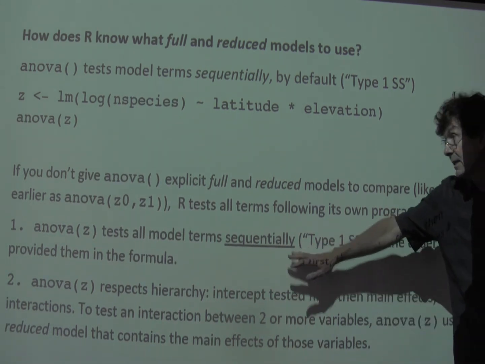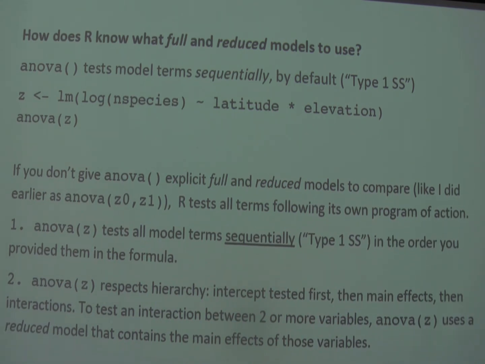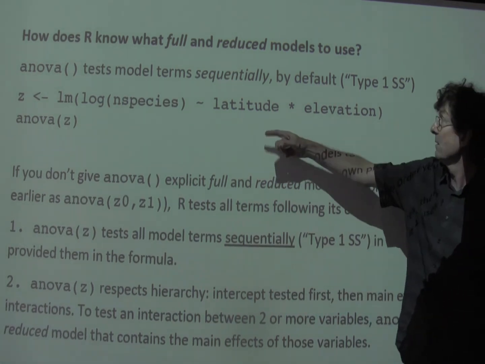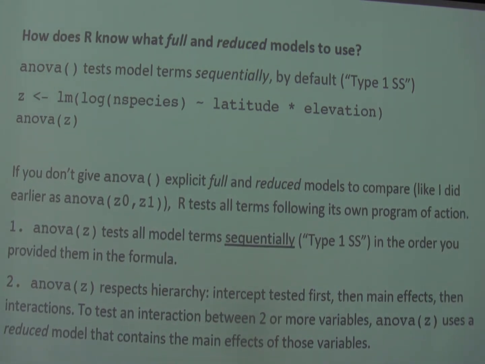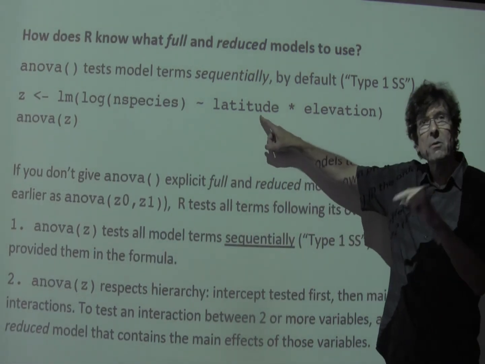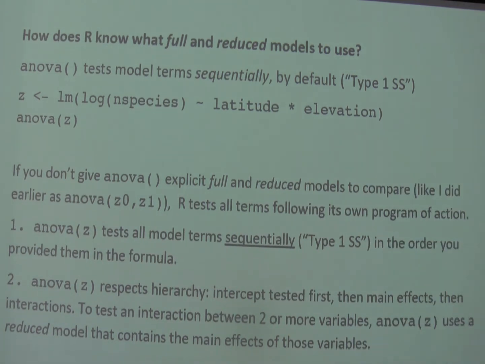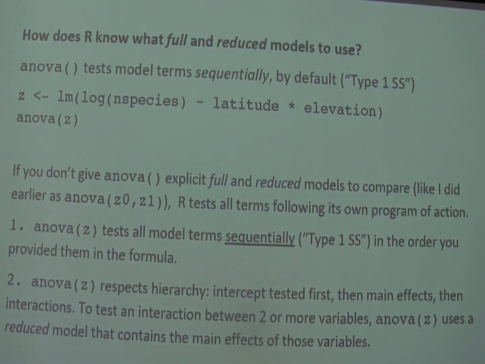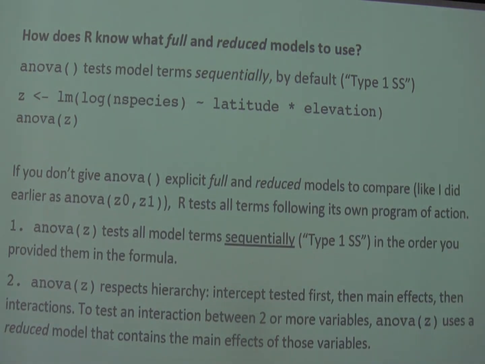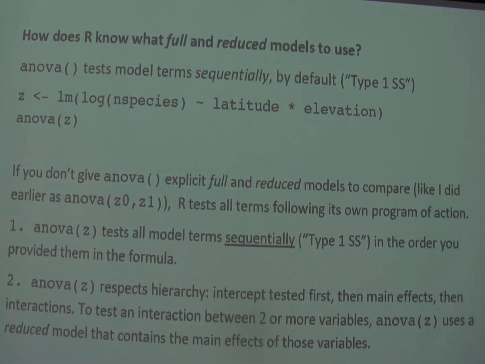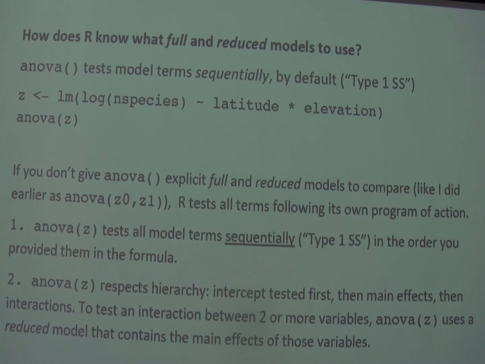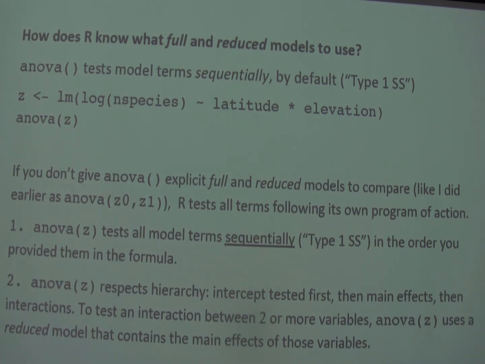First, it tests all the model terms sequentially. First latitude, then elevation, then the interaction. Why does it test latitude first? Because you wrote it first in your model. And the second part of the rule is that ANOVA respects hierarchy. So the intercept is tested first, then the main effects are tested, and the interaction is always tested last.